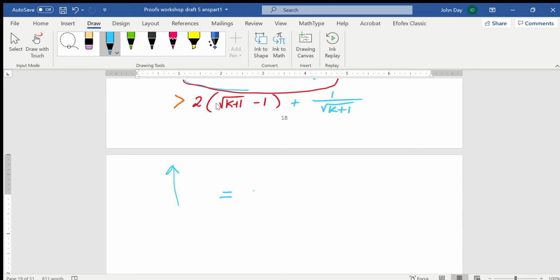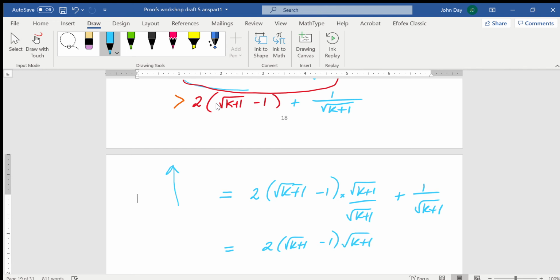So this is 2 root k plus 1, 2 root k plus 1 minus 1. And I want to put it on root k plus 1 as well, so we can make a common denominator. So now I've got 2 root k plus 1 root k plus 1 plus 1 all on root k plus 1. So I've just common denominated it.